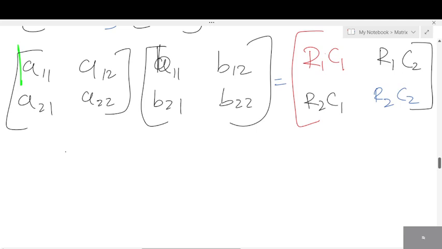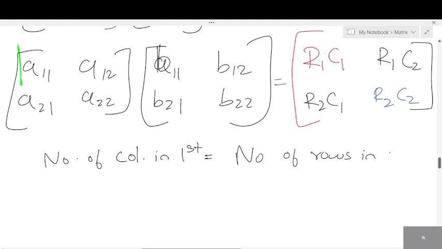And one more thing, for multiplicative matrix, remember this: number of columns in first matrix should be equal to number of rows in second matrix. This is the concept. If they are not equal, we won't be able to solve, students. It is wrong. Number of columns should be equal to number of what?